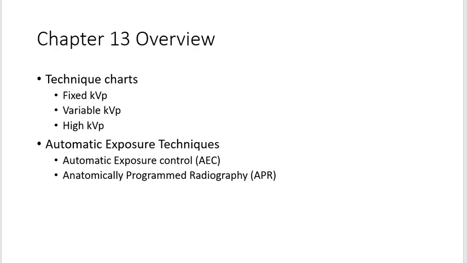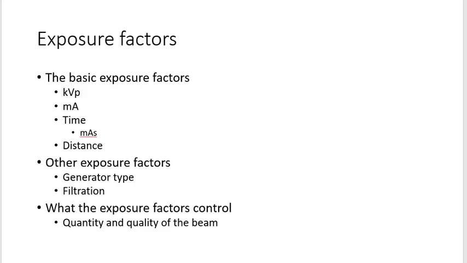You push a button on your control panel that says chest x-ray, and it sets your kVp. It sets a specific backup time. It selects your photocells for you. And that's what those are. APR are those type of machines. So again, your basic exposure factors: kVp, mA, time, so you've got mass and distance. You've got generator type, filtration, and you've got what you control with those factors, and that is the quantity and quality of the X-ray beam.